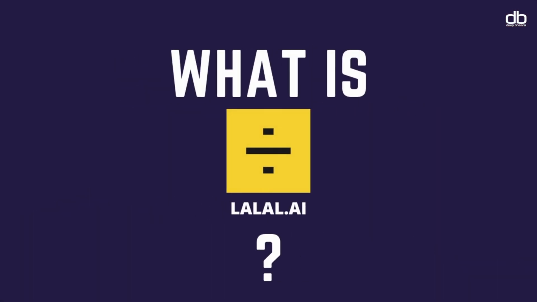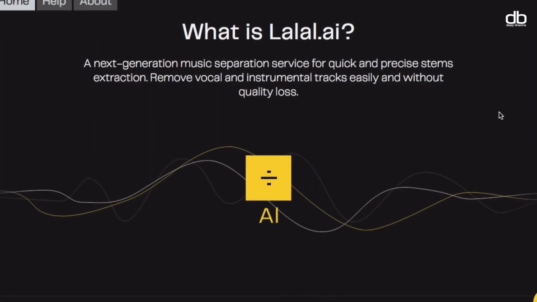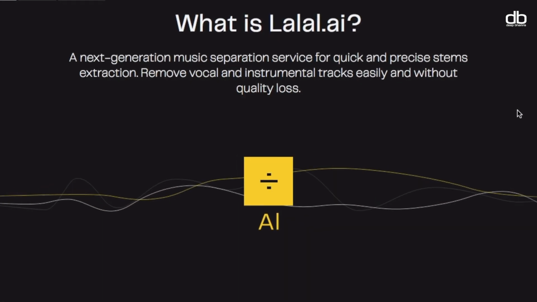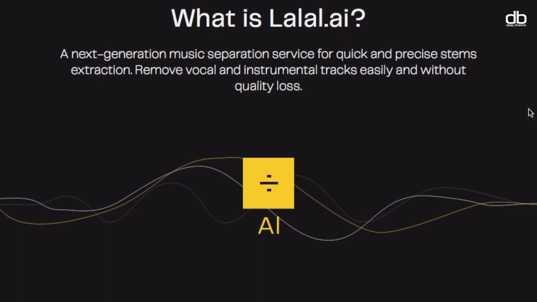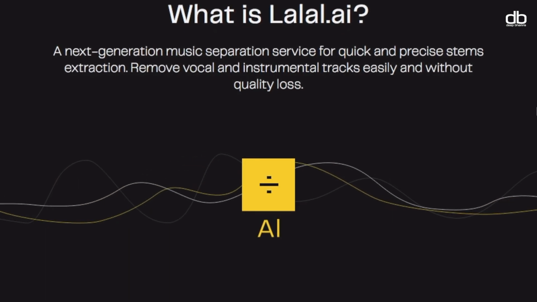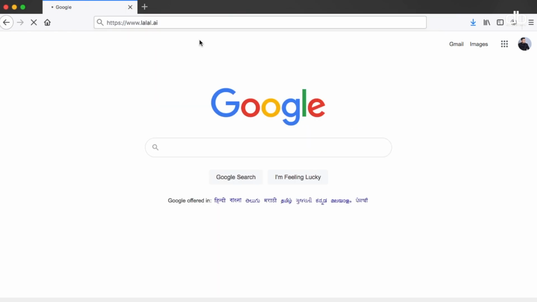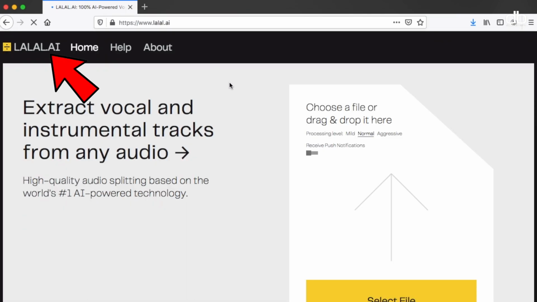Now what is Lalalai? Lalalai is a simple AI-based music separation service which is also web-based, and it lets you extract vocals and instrumentals very easily and without any quality loss. Now let me show you how this works. All you need to do is go to their website, which is Lalal.ai. That's Lalal.ai. The link for this is also in the description box below.